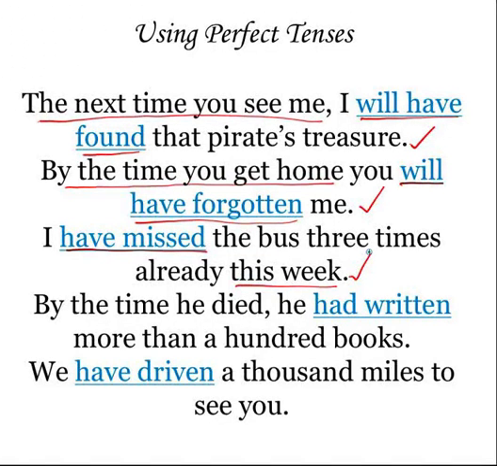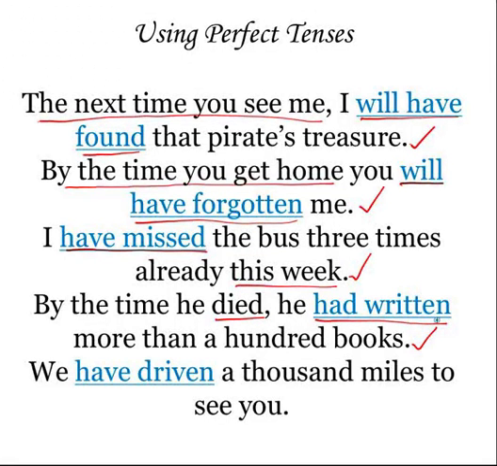By the time he died, he had written more than 100 books. Your clue here was "died." Past tense, obviously if someone has already died, that's got to be in the past. And the writing had to have taken place before the death, so he had written.